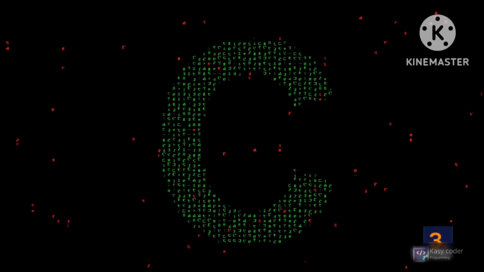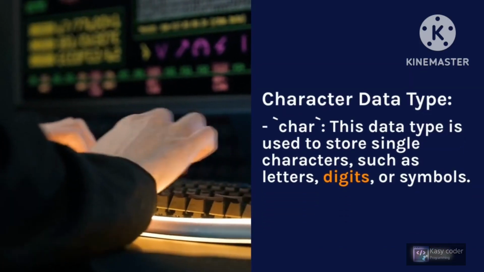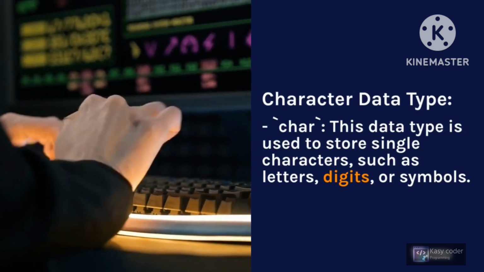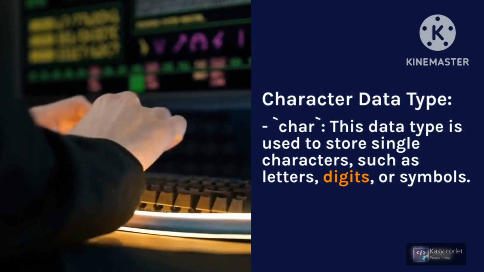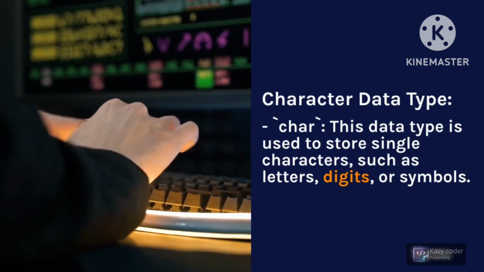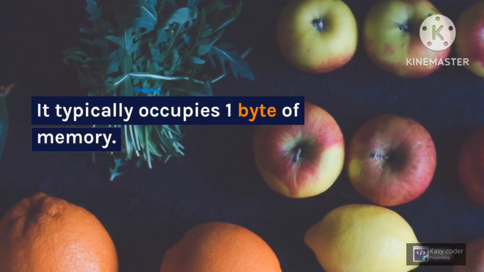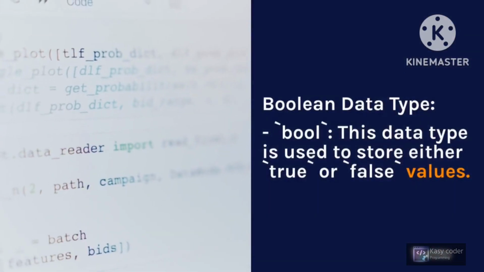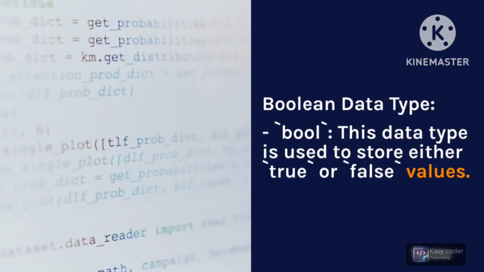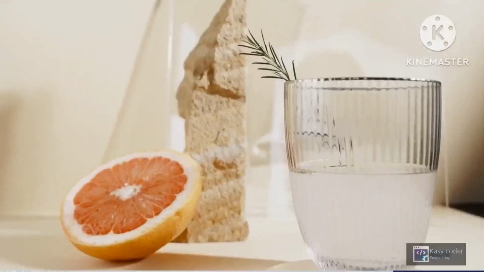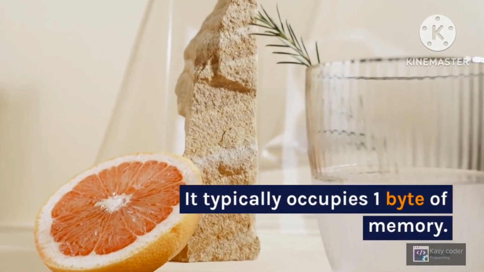3. Character data type. Char. This data type is used to store single characters, such as letters, digits, or symbols. It typically occupies 1 byte of memory. 4. Boolean data type. Bool. This data type is used to store either true or false values. It typically occupies 1 byte of memory.